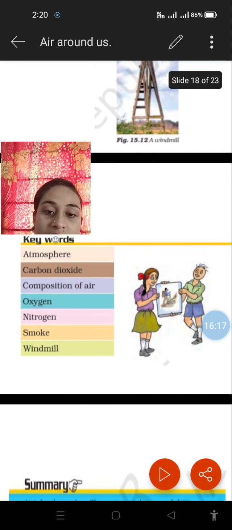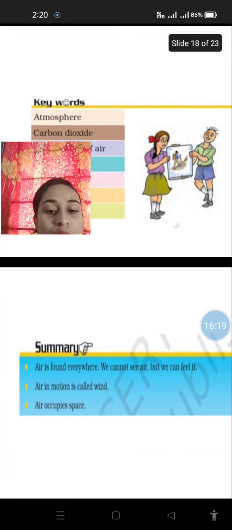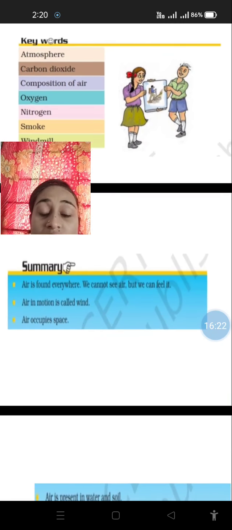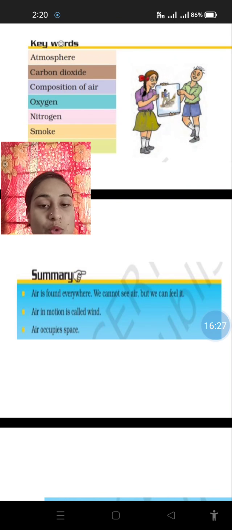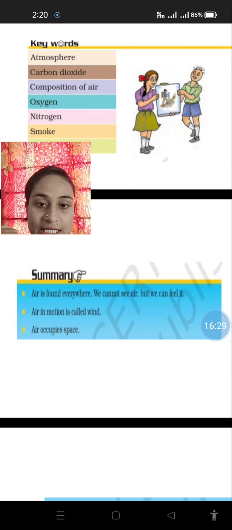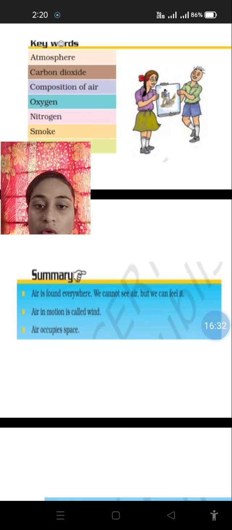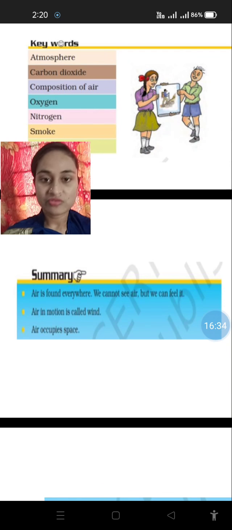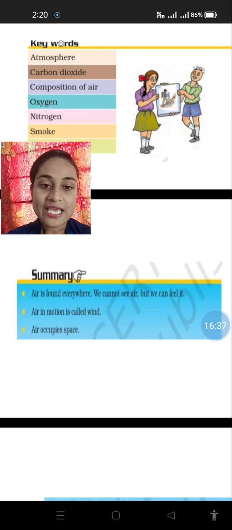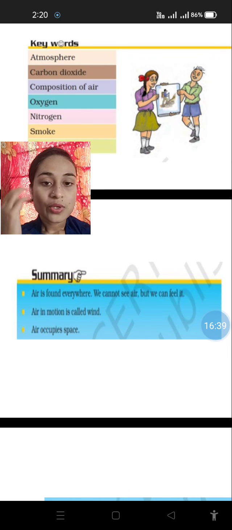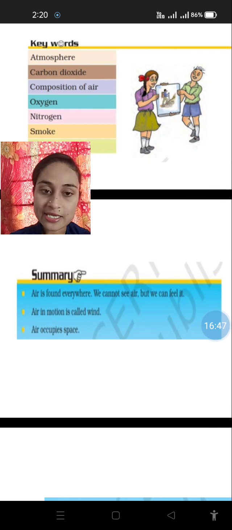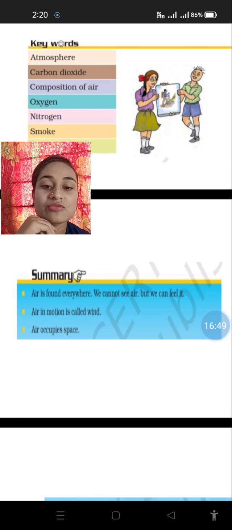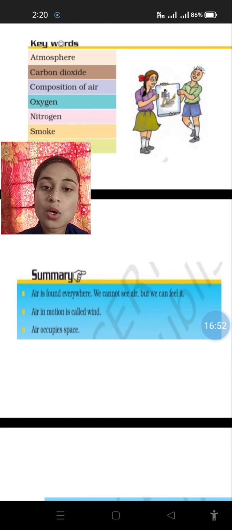So here our chapter completes, and now let's move towards the summary. What have we learned through this whole chapter today? The very first point is that air is found everywhere around us. We cannot see air, but we can feel it. Yes, it's absolutely correct. The next point is that air in motion is called wind.